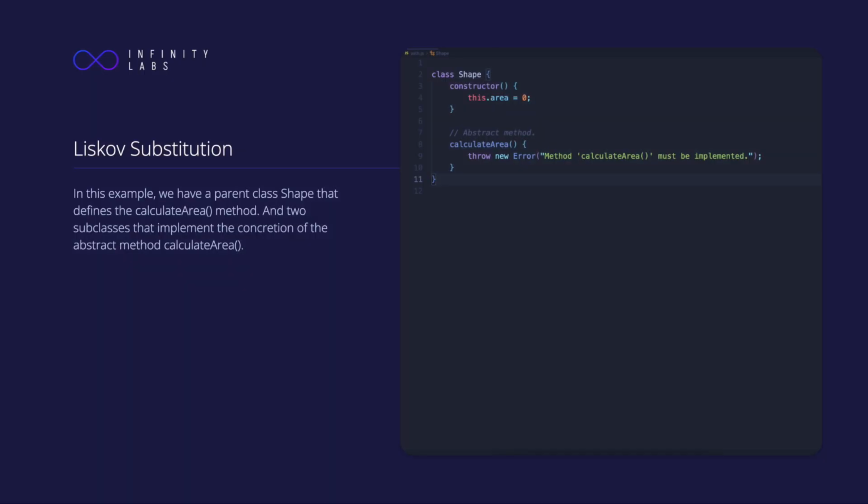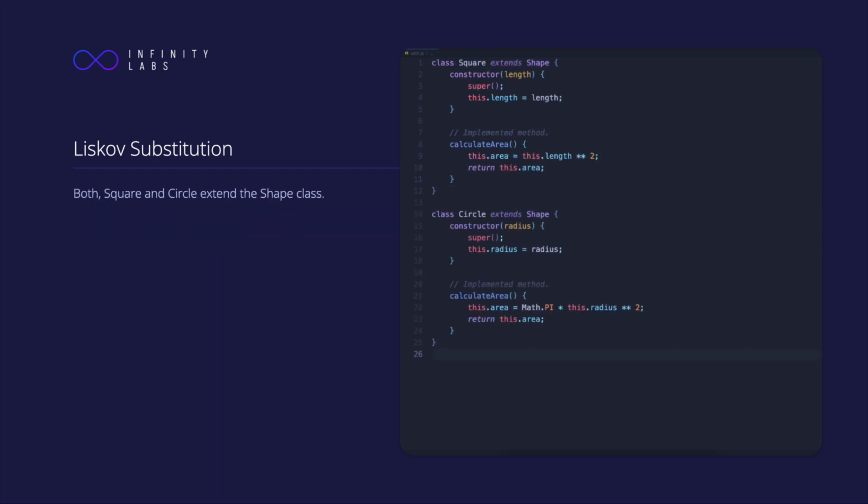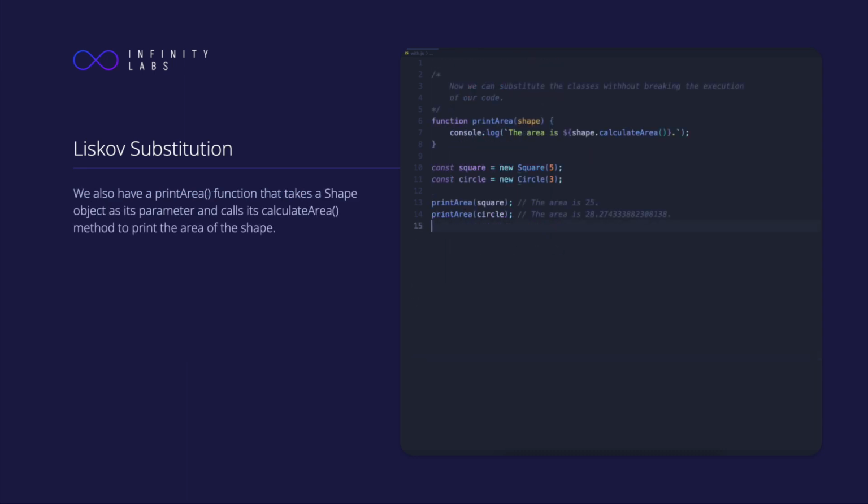In this example, Square and Circle are subclasses of Shape, and they both have a calculateArea method that behaves in a way that is consistent with the parent class. If we create an instance of Square or Circle, we can replace it with an instance of Shape without affecting the correctness of the program. We also have a printArea function. This function takes a Shape object as its parameter and calls its calculateArea method to print the area of the shape.